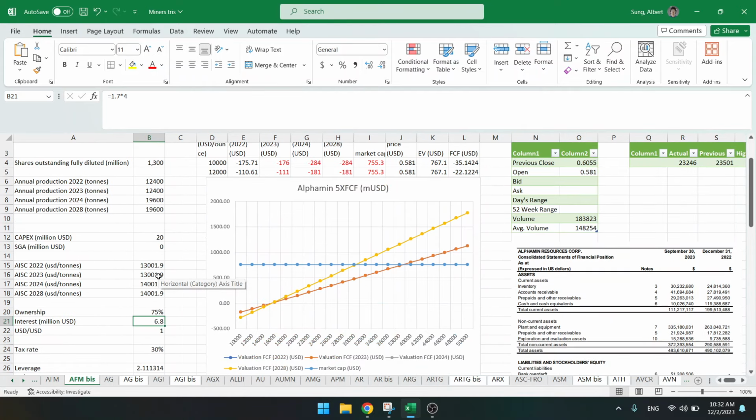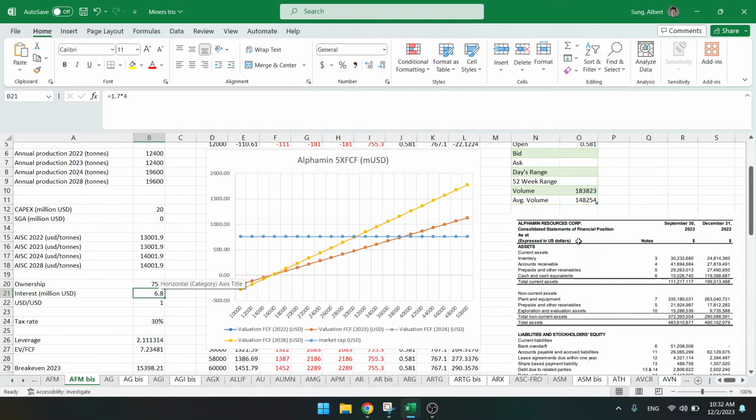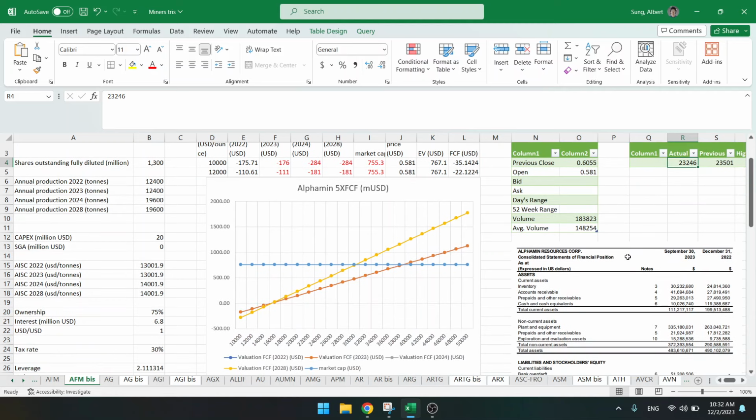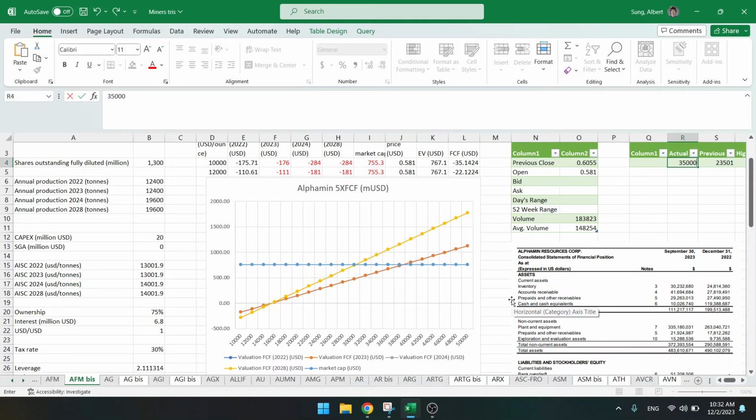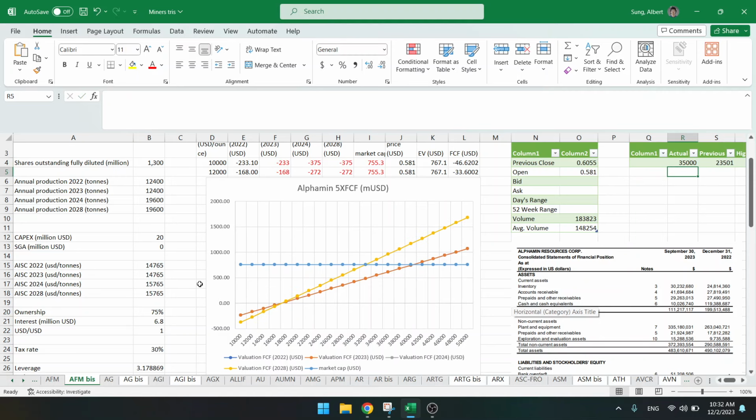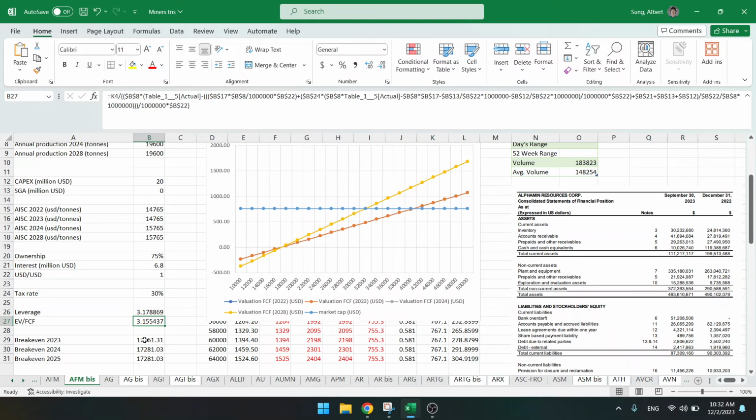I think everything is correct now. And if you update the tin price to, let's say, the tin price goes to 35,000, then you get this. Then we would get an EV to free cash flow of 3. That's much better, of course. Then we would be undervalued.